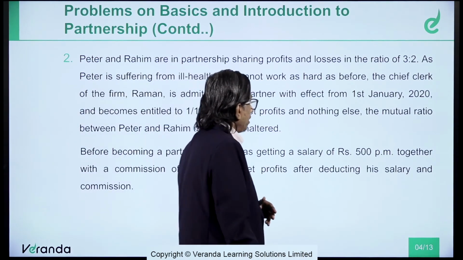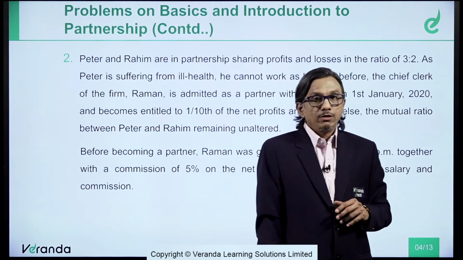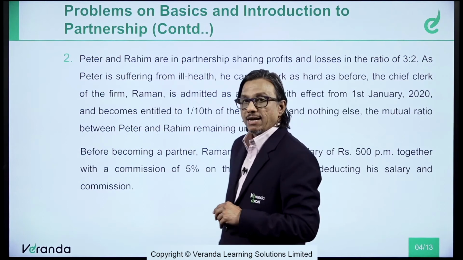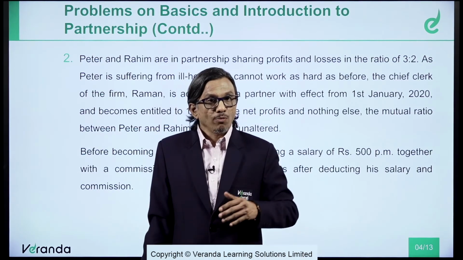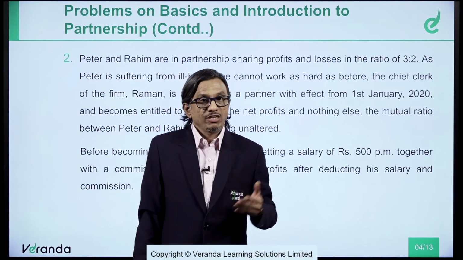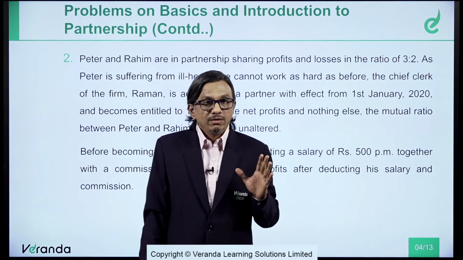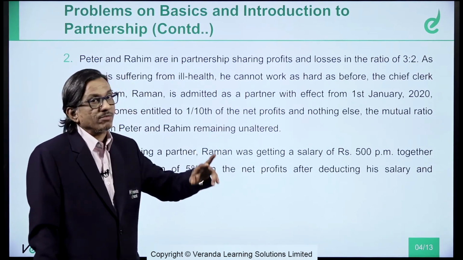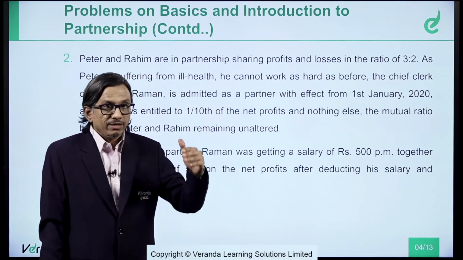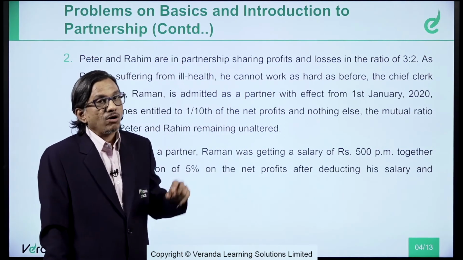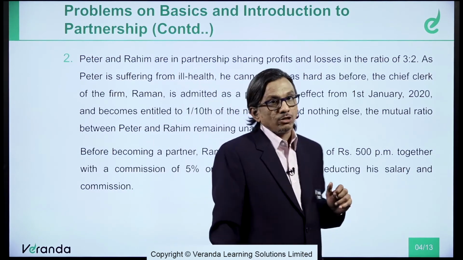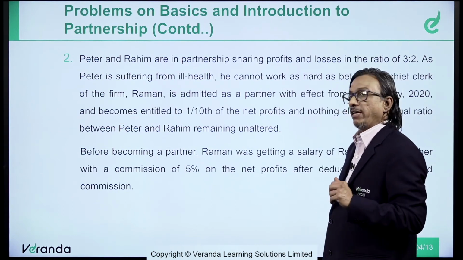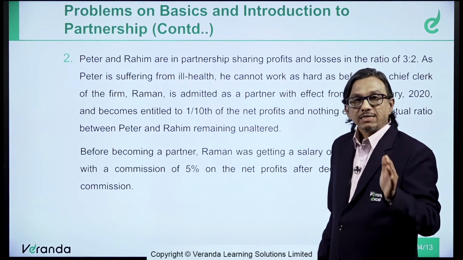Before becoming a partner, Raman was getting a salary of 500 per month together with a commission of 5% on the net profits after deducting his salary and commission. That's what I told you. Before becoming a partner, Raman was an employee, chief clerk. His salary was 500 per month. He's also getting a commission of 5% on the profits after deducting his salary and commission. So from the profit, you have to deduct his salary, you have to deduct his commission. After deducting that, on that profit, Mr. Raman was entitled to a commission of 5%. Okay? But now once he becomes a partner, he will be getting only 1/10 of the profit. He won't get anything else. That is the agreement.